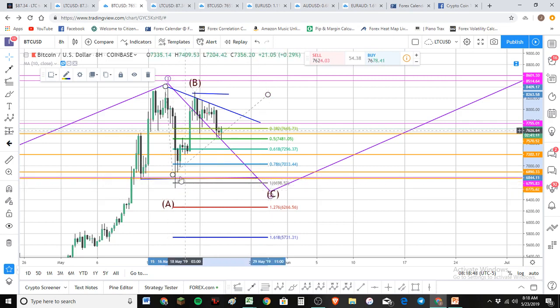Okay, so that's a potential ABC, and that would be an ABC flat. That would be a flat correction. If we get a stop there, or if we get a stop here around 6,200, and a reversal off of that, that's fantastic. That means what we have here is an ABC, and we're going to go up for more.